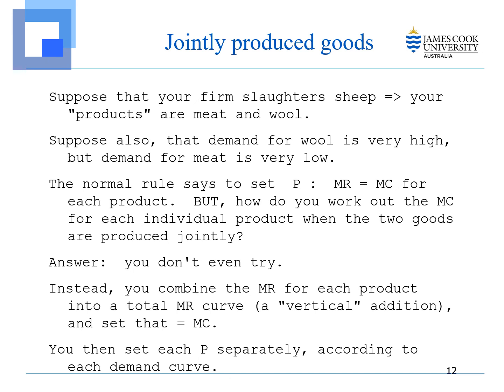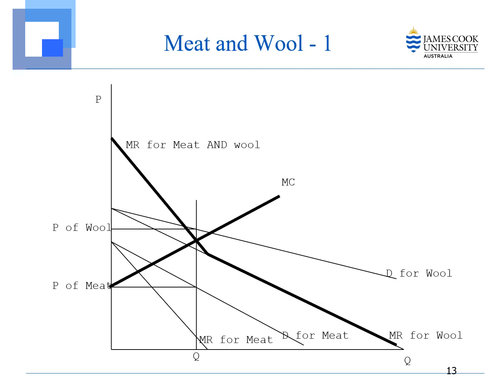So since you cannot work out the marginal cost of the products separately, you don't want to make your life difficult. So let's not do this. Instead, you combine the MR for each product into a total MR. So now you're going to have this vertical addition and set total MR equal to MC. And then set the price separately according to each demand. Okay, let's look at the diagram of this.